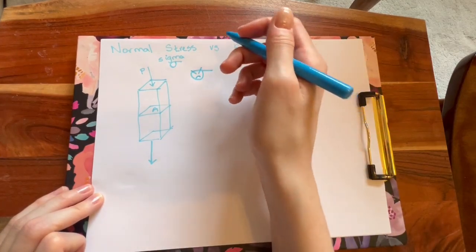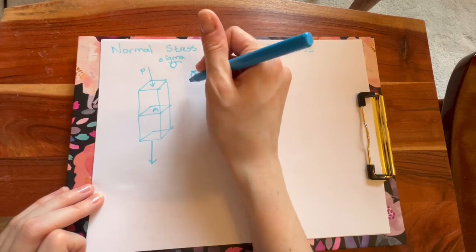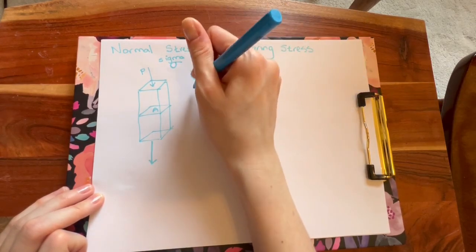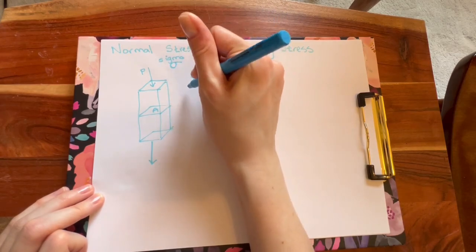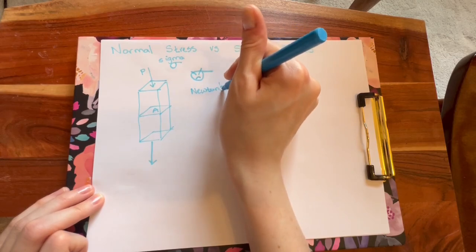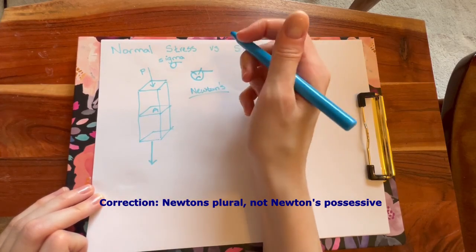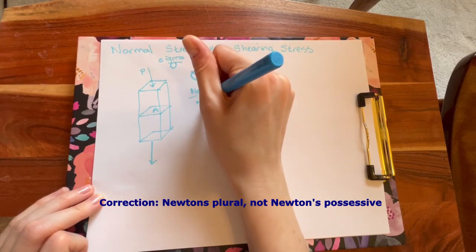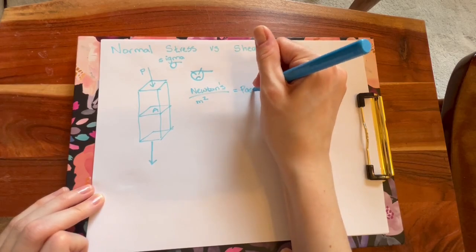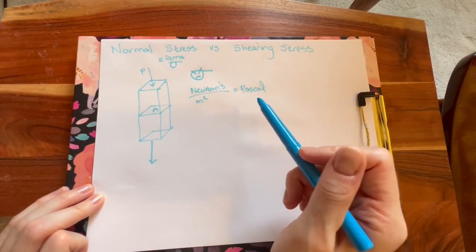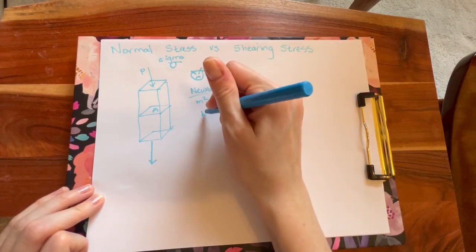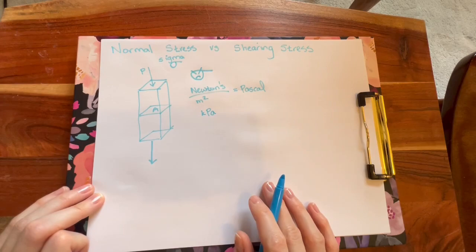So the force is newtons often. So with stress, we can have newtons per unit area, which is meters squared, which is our Pascal. But that's actually pretty tiny. So we usually use kilopascal when talking about normal stress.